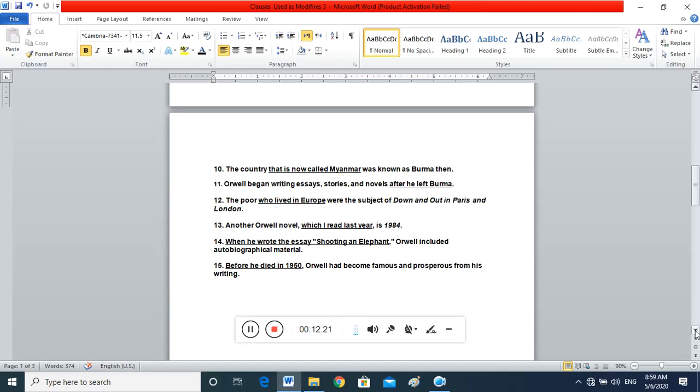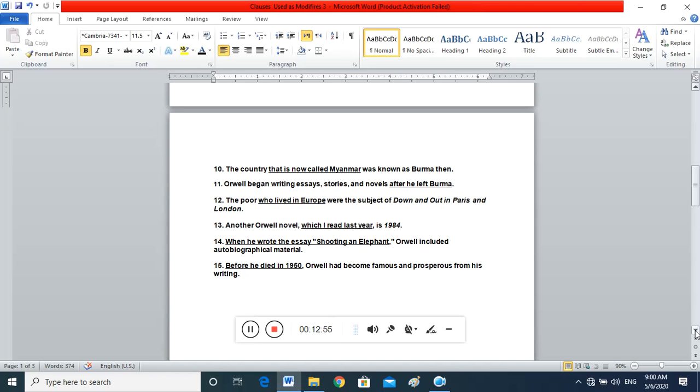Another Orwell novel which I read last year is 1984. Which I read last year. The clause describes the word novel. So you should draw the arrow to the word novel and it acts as an adjective.